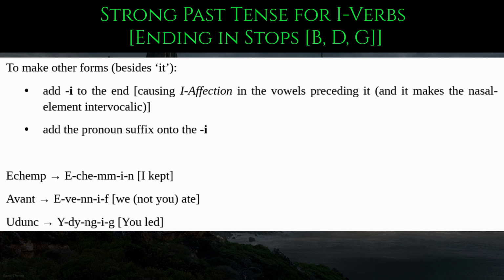Next, avant. Here, remember, we have now the E mutation, aka E affection. So it becomes evenif. And lastly, udung becomes udingik, you led. Now, in the next lesson, we will be talking about the I-Verbs ending in continuance. But for now, that is all.